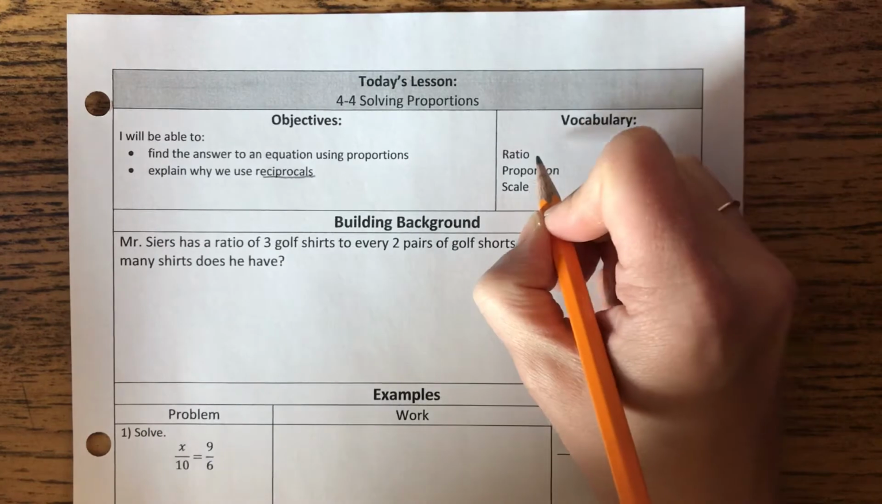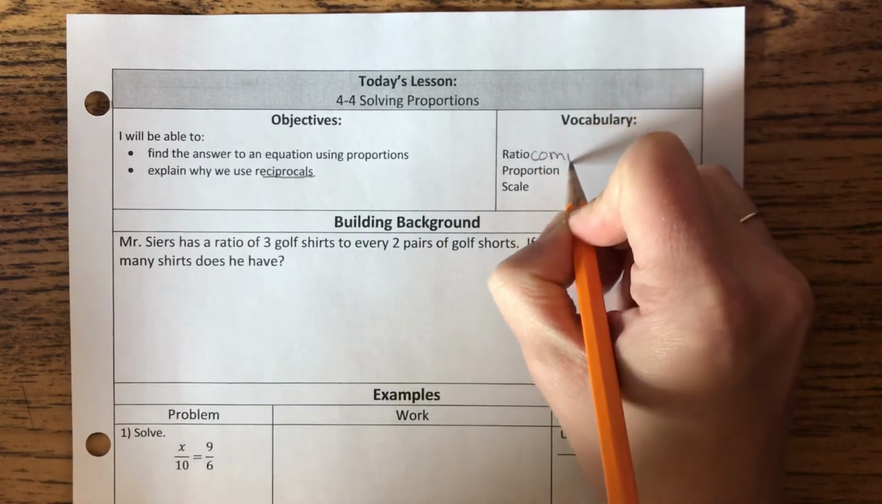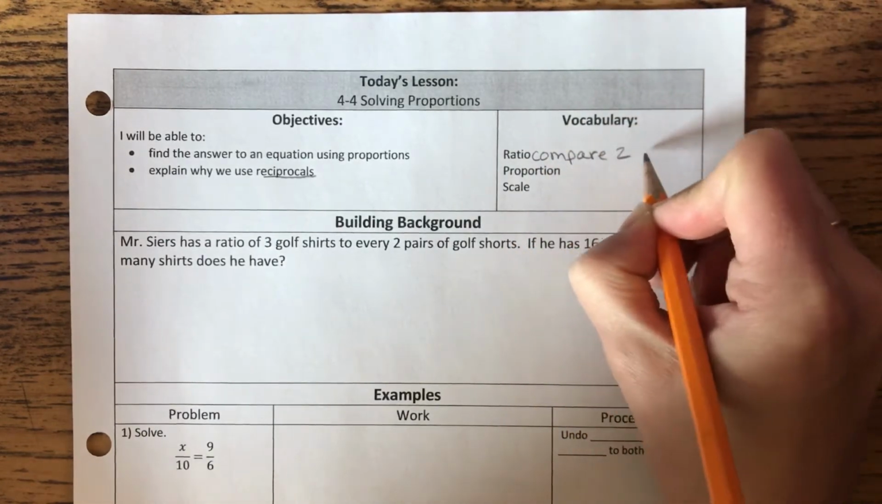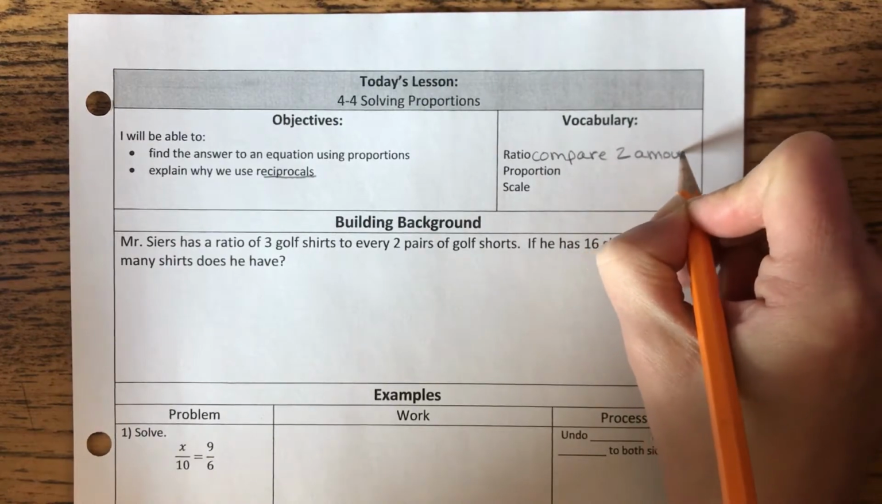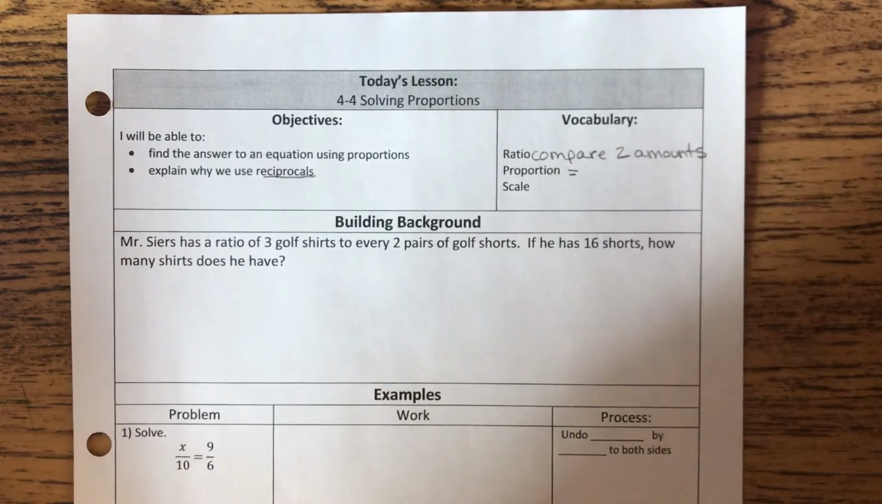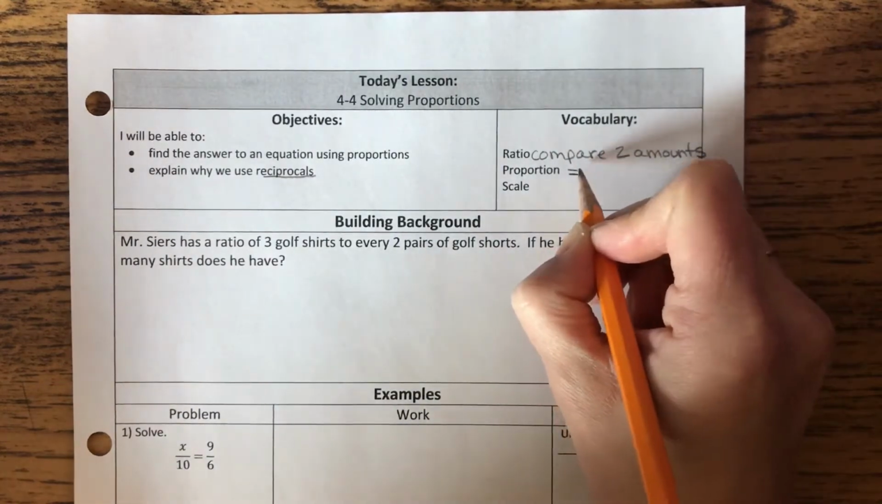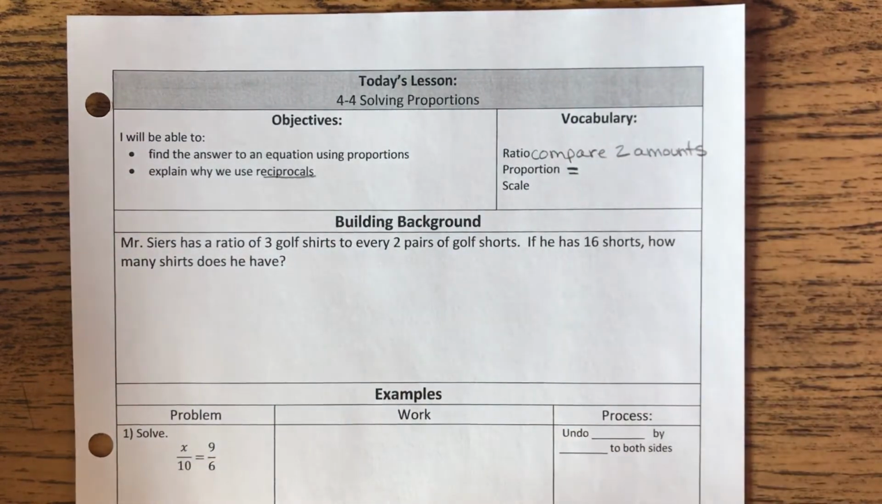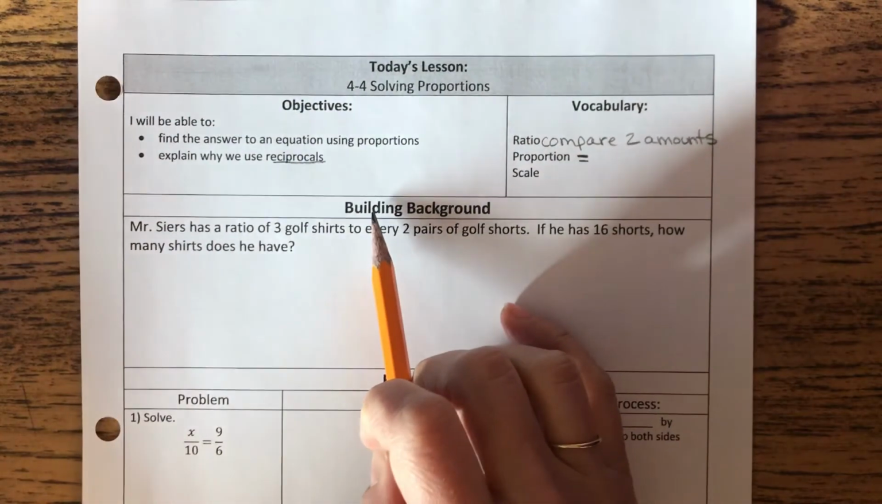So remember, a ratio means we're going to compare two amounts. And a proportion means that two ratios are equal. Okay? This is what we looked at with our concept earlier. So let's start with building background.